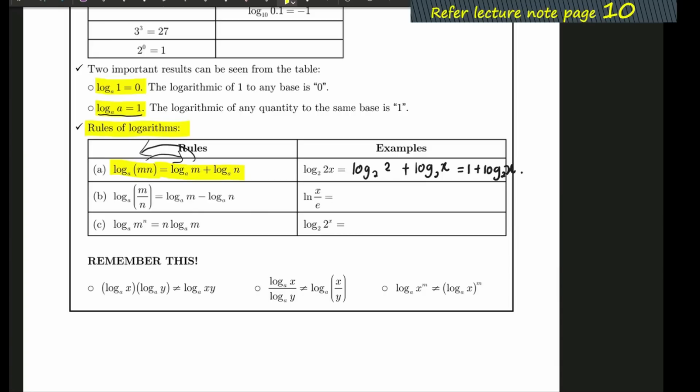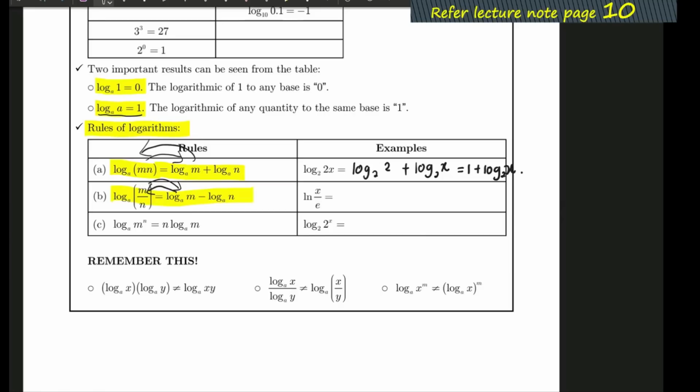We go to the law of a quotient. This is the quotient, whereby log m over n base a can be written as log m base a minus log n base a, and vice versa. It can be either one, depending on what is given in the question, either left becoming right or right becoming left.